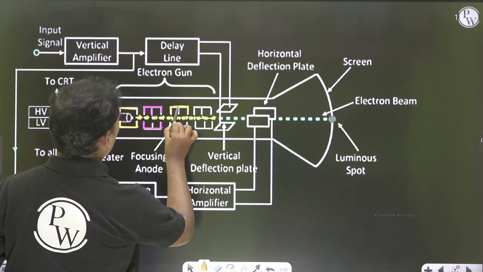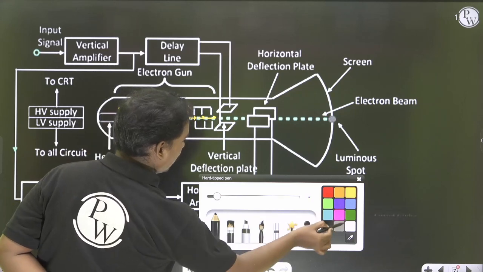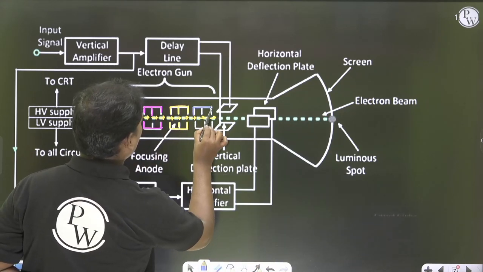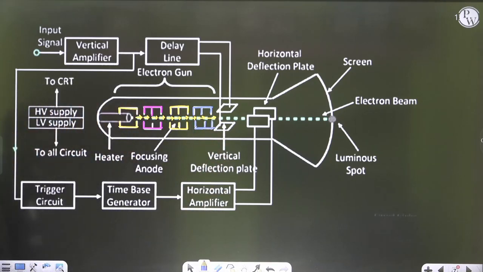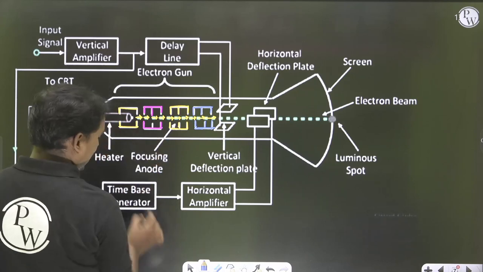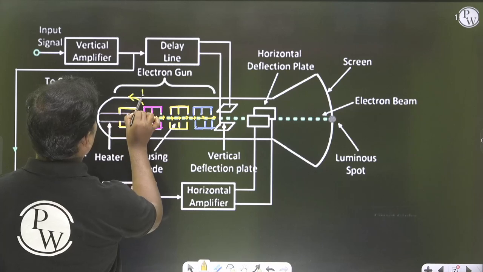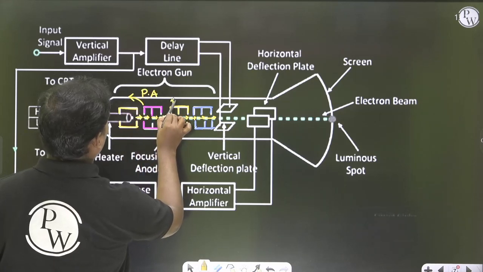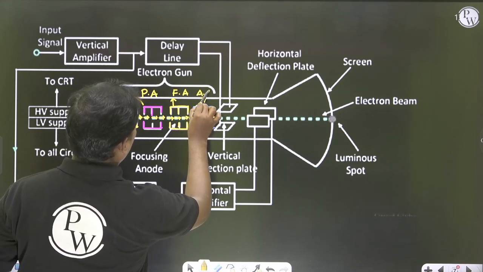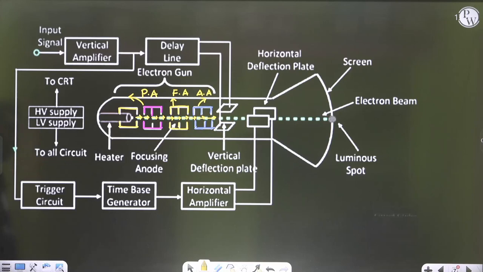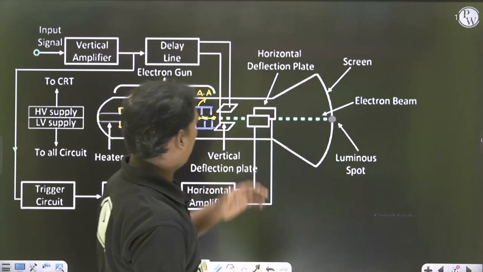The focusing anode, and this is the accelerating anode. So three types of anodes are present here. First, this is the pre-accelerating anode, the focusing anode, and this one is the accelerating anode. So this beam of electrons is going into a set of plates, vertical plates and horizontal plates.